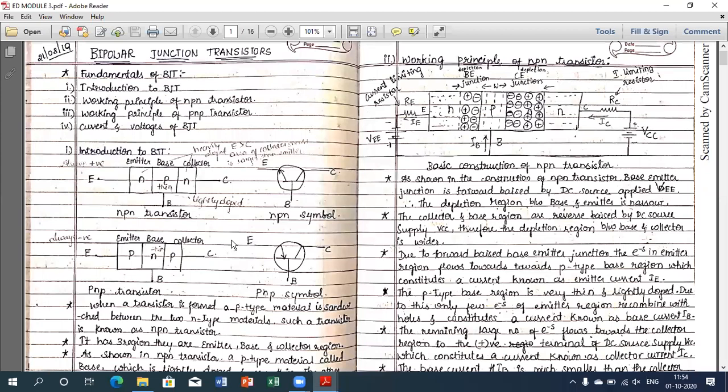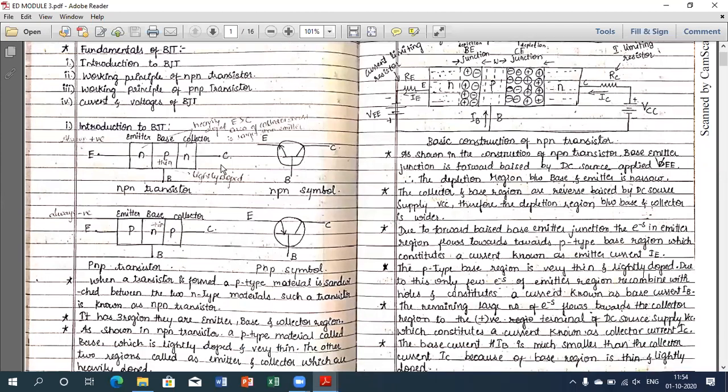When it comes to the introduction part, we have two types of BJTs. One is the NPN transistor and the second is the PNP transistor. The NPN transistor has three terminals. We call them emitter, base, and collector. These are the three terminals used for an NPN and PNP transistor.